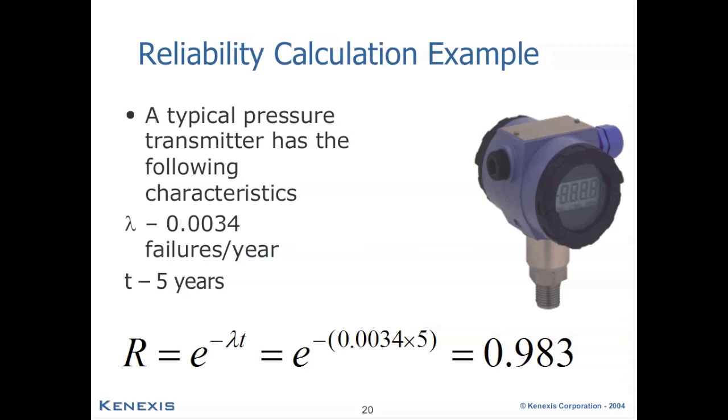Using the following example here, a typical pressure transmitter with a failure rate of roughly 3 times 10 to the minus 3 failures per year and a time interval of roughly 5 years will result in a reliability, as listed below, of 0.983 or 98.3%.